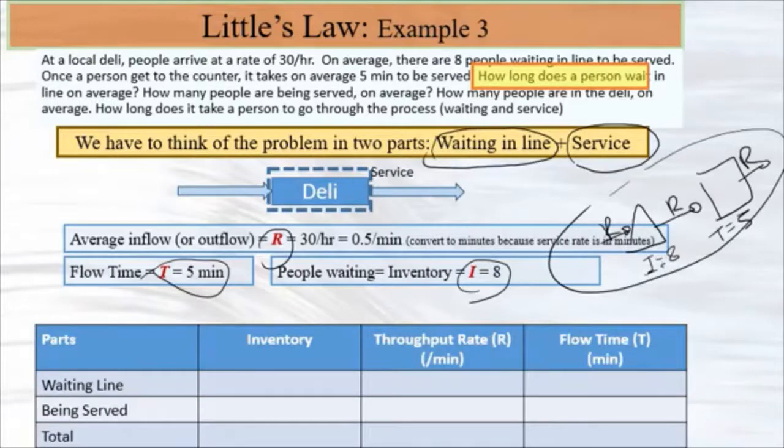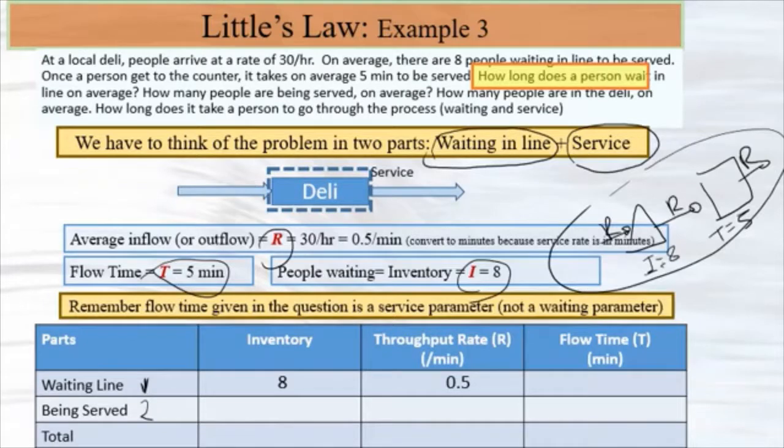So if we draw a table, then if we look at the different parts of the process, we have the waiting line, which is 1, and then being serviced is 2. We know the inventory in the waiting line, we know the throughput, so we can right away calculate T using the equation. The equation T is equal to I over R, and this is just rearranging the equation. So when you go 8 divided by 0.5, it's going to give us 16.